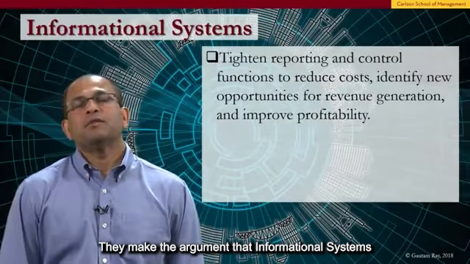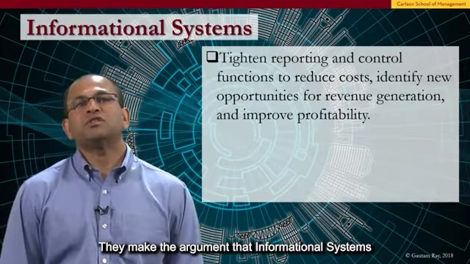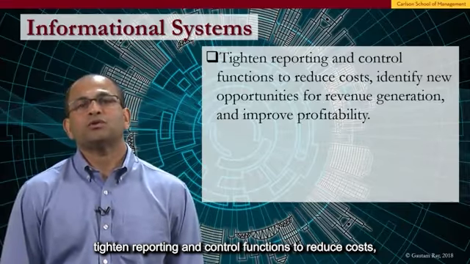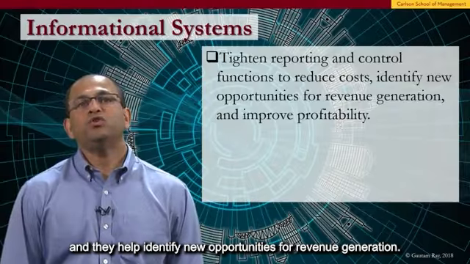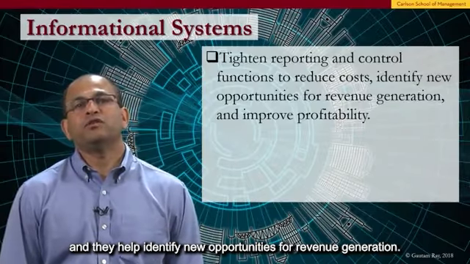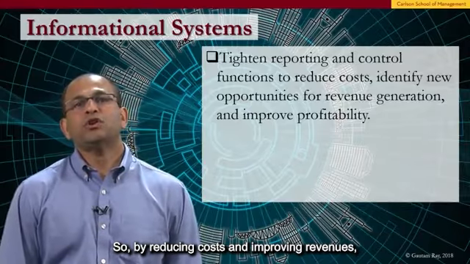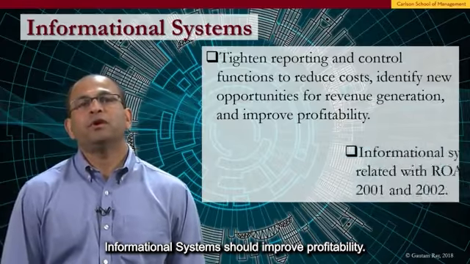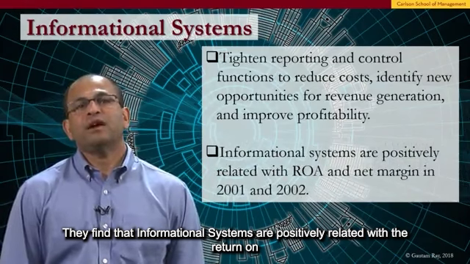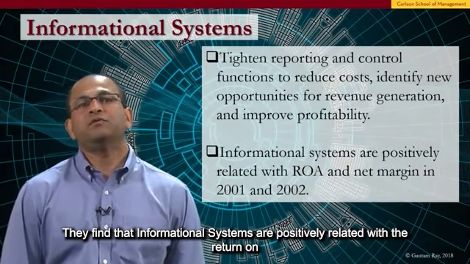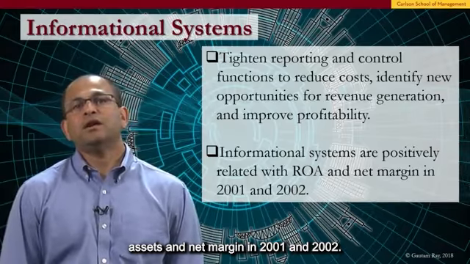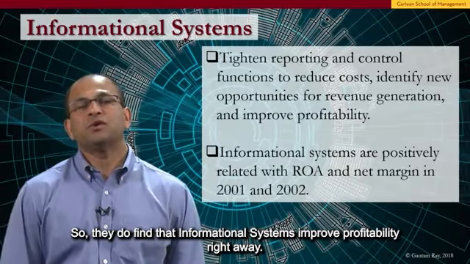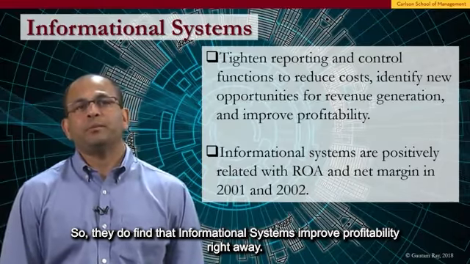Informational systems. They make the argument that informational systems tighten reporting and control functions to reduce costs, and they help identify new opportunities for revenue generation. So by reducing costs and improving revenues, informational systems should improve profitability. They find that informational systems are positively related with return on assets and net margin in 2001 and 2002. So they do find that informational systems improve profitability right away.